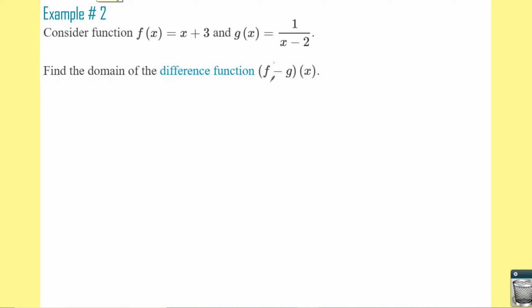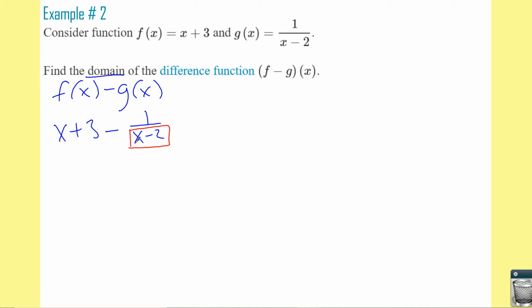Okay, let's do this one. Let's do f minus g. So f of x minus g of x. So now we have x plus 3 minus 1 over x minus 2. So we want to find the domain. The only restriction in this is the denominator. And we can't divide by 0, so this can't be 0. So x can't be 2. That's your domain.